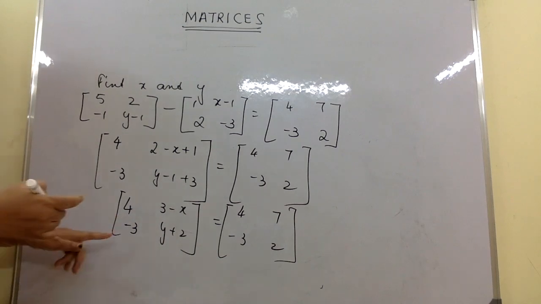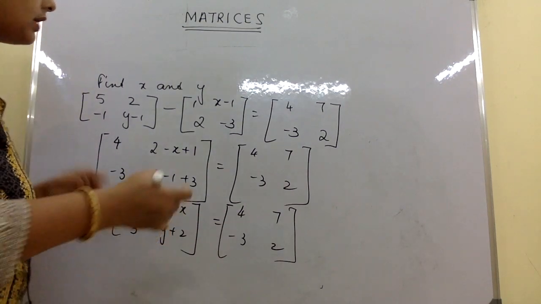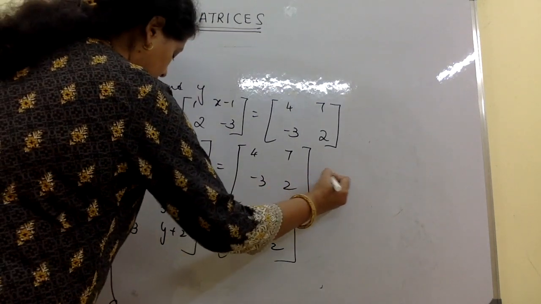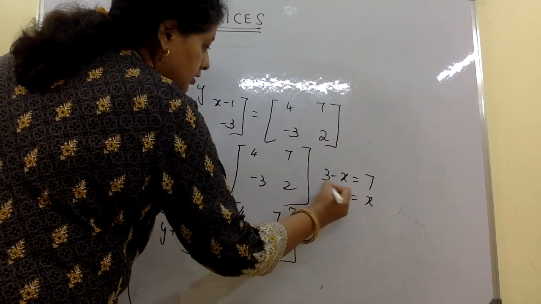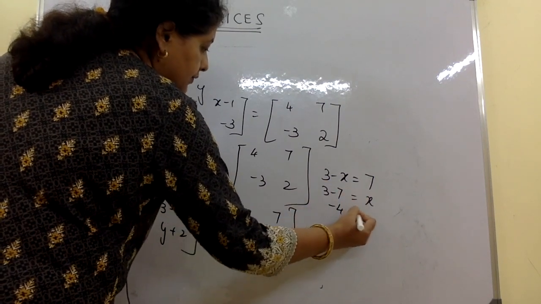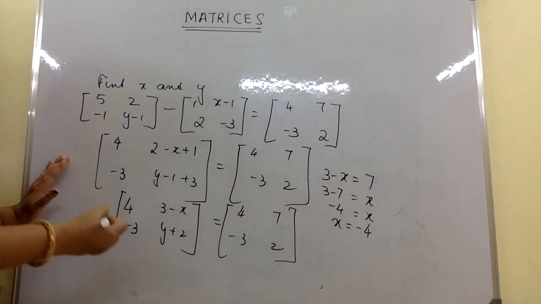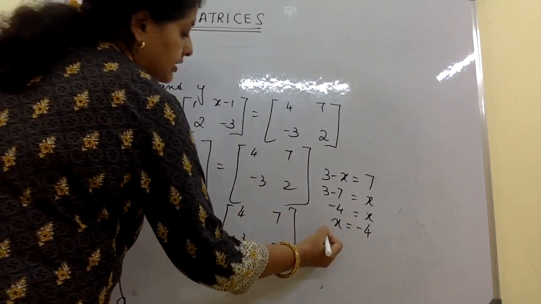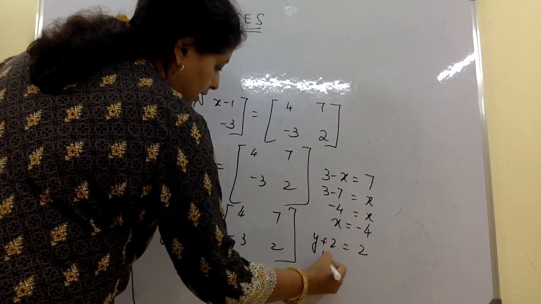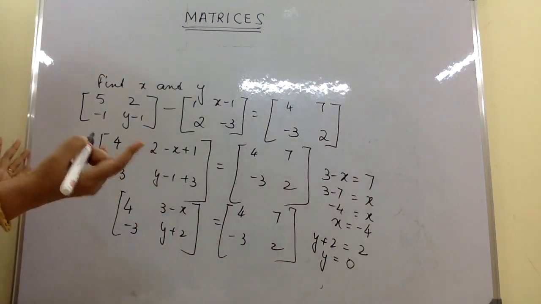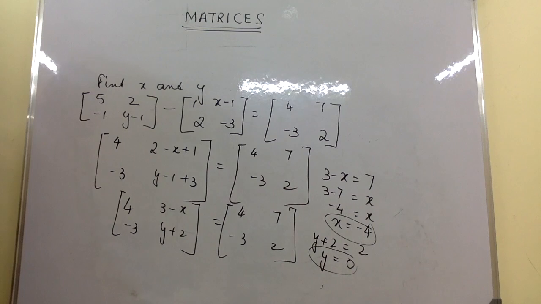So here, till here you can see first 2 elements are exactly equal. We just need to equate this to that. So here I am going to write 3 minus x is a 7, and so x is how much? 3 minus 7, which is minus 4. So x is equal to minus 4. Okay, come to the second one, which is y plus 2 is a 2, y is equal to 0. So I have got my values of x and y as they had asked.